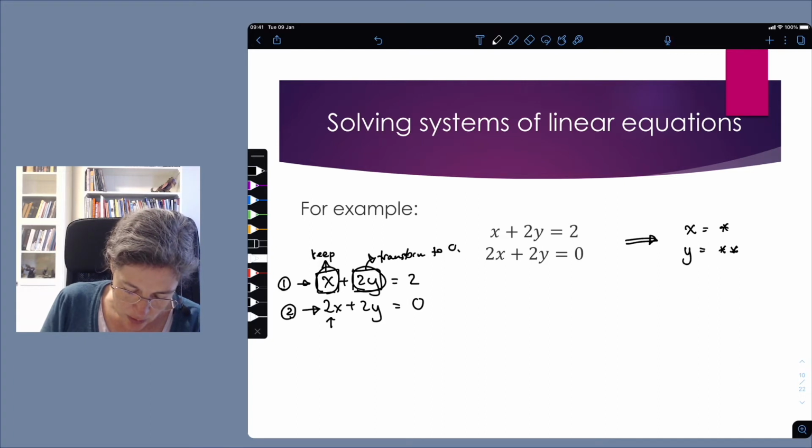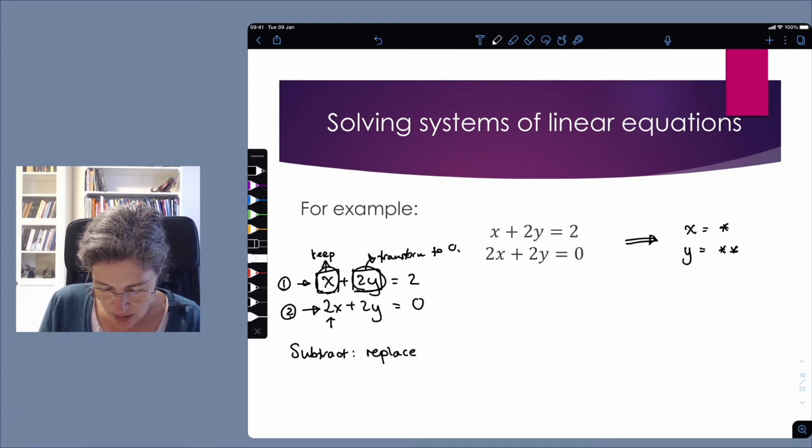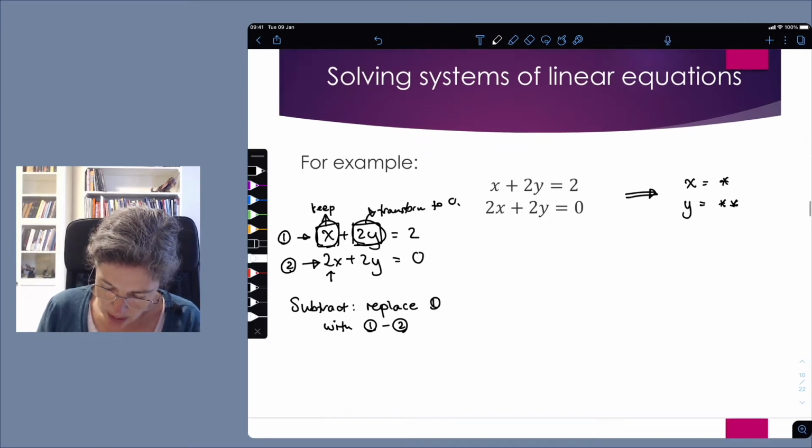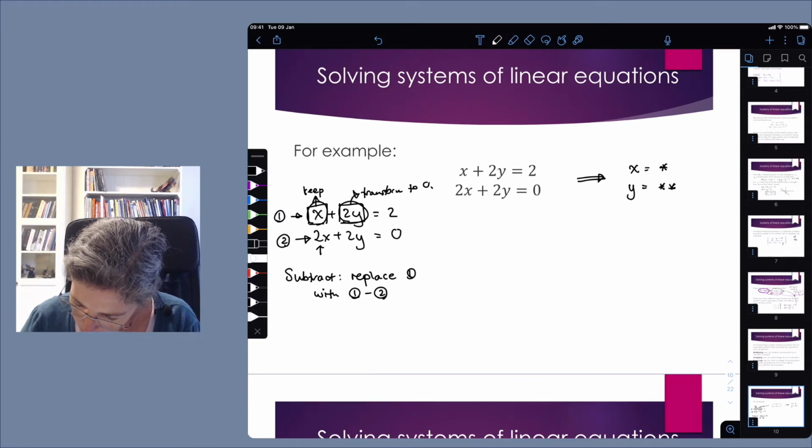I'm going to subtract, and I'm going to replace row 1 with row 1 minus row 2. Okay, and I'm going to need some more paper here, so let's just add another page.